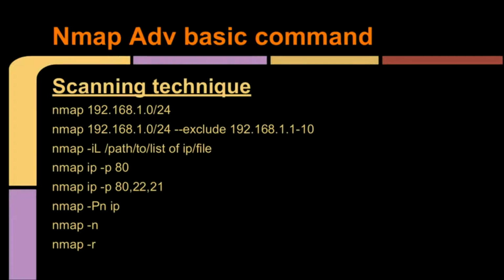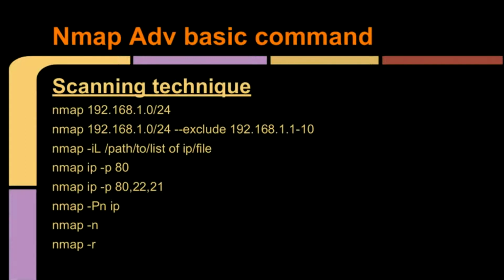With nmap -p, you can provide multiple ports to scan, comma-delimited, meaning your preferred ports. For example, here I have written the web server port, SSH port and FTP port. So this is also pretty useful. You have to check 80 and 443 in this case.